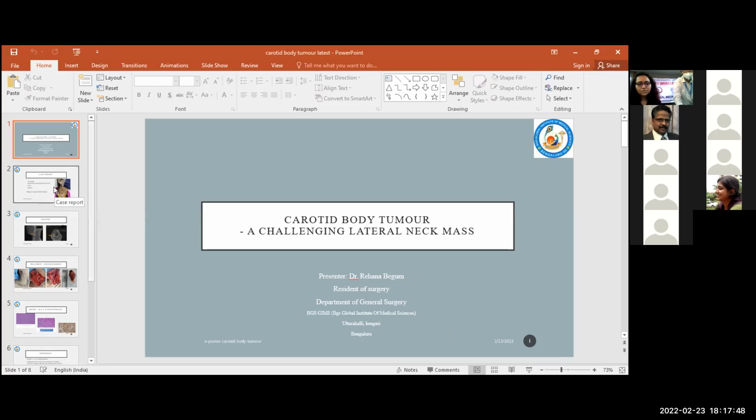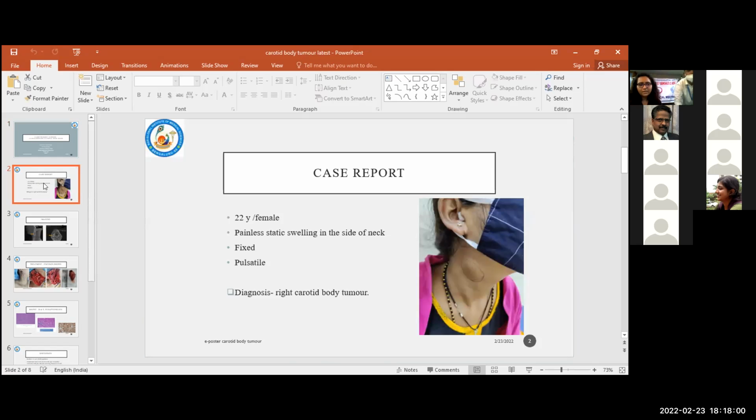On examination, there was a 4 × 3 centimeter swelling noted in the right-sided carotid triangle, which was fixed and pulsatile, firm in consistency. Clinical suspicion was of right carotid body tumor. Patient was advised USG neck and, preoperatively, MR angiography was done for this patient.